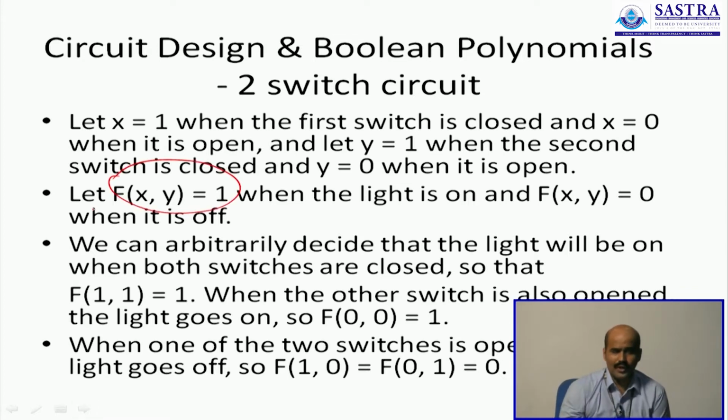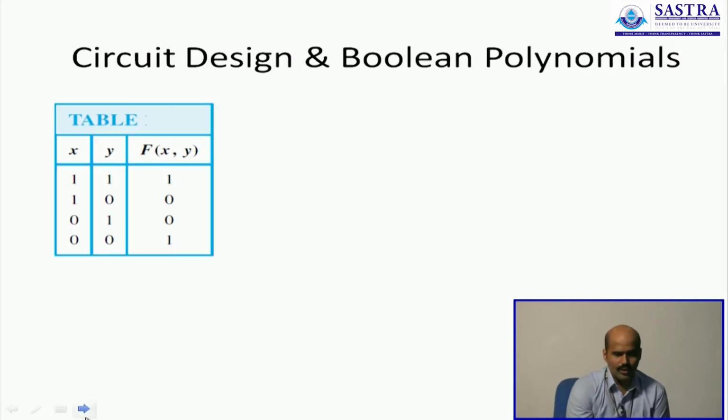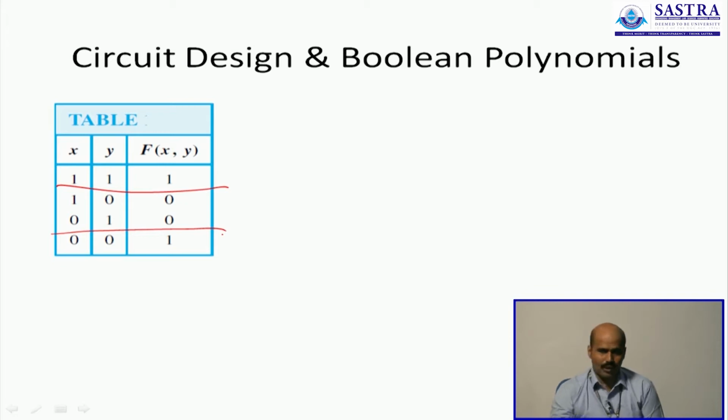So f of x and y is 1. And it should be 0 when both are off. So f of x and y is 0. Using these two, you can write down the truth table for the given problem. If both are 0s, it's a 1, and if both are 1s, it's a 1. In all other cases, it's a 0.